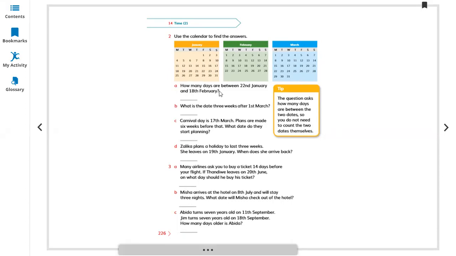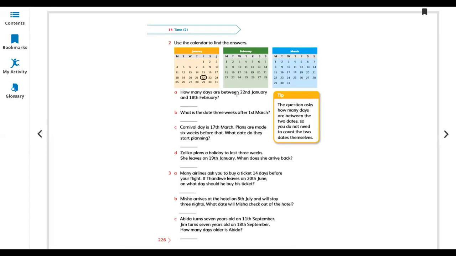How many days are between 22nd January and 18th January? We circle 22nd January. Where is 22nd January? And where is 18? This one.